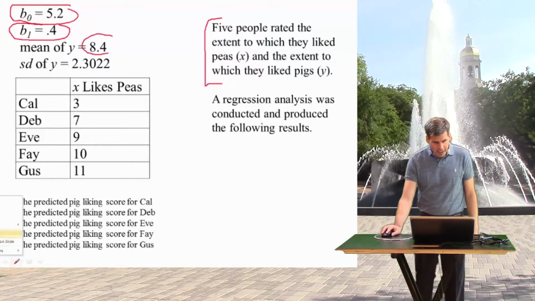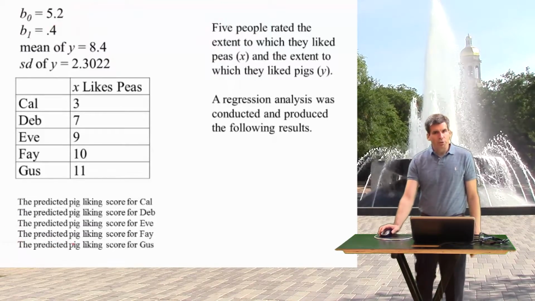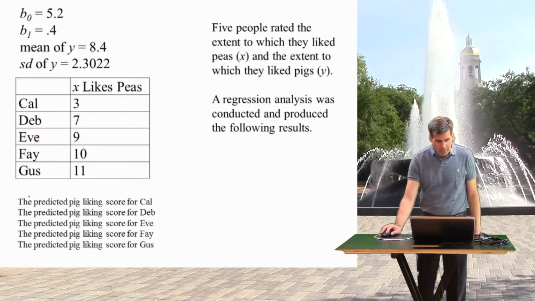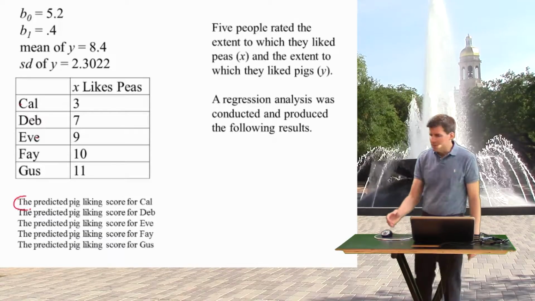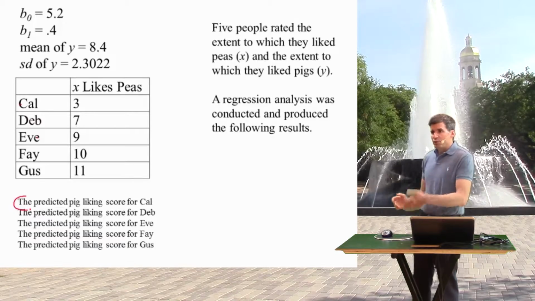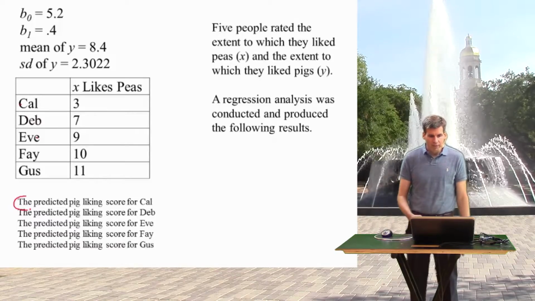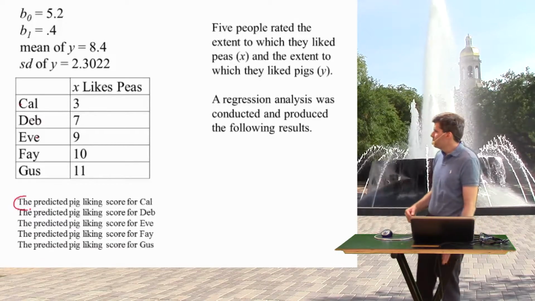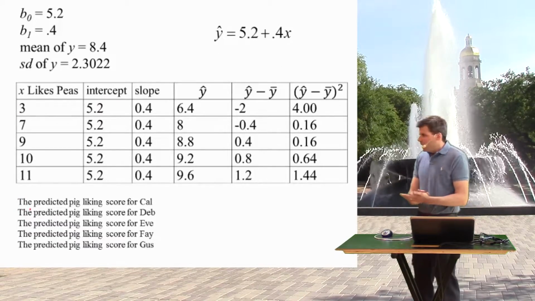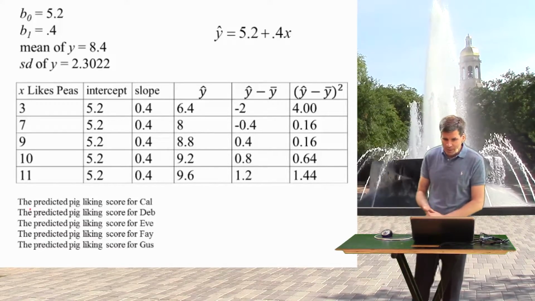Now, one thing I might ask is to give the predicted score for every person in the sample. So I've got 5 people. I've got Cal, Deb, Eve, Faye, and Gus. And so I might say, what is the predicted pig liking score? That's the outcome variable. The outcome variable, how much they like pigs, is y. So what is the predicted y for Cal? What's the predicted y for Deb? What's the predicted y for Eve? And predicted y for Faye and for Gus? So I might want you to give me the predicted y for every single person in the sample. So here on this slide, I show you how to do that, as well as some other future steps that we will do in a moment here.